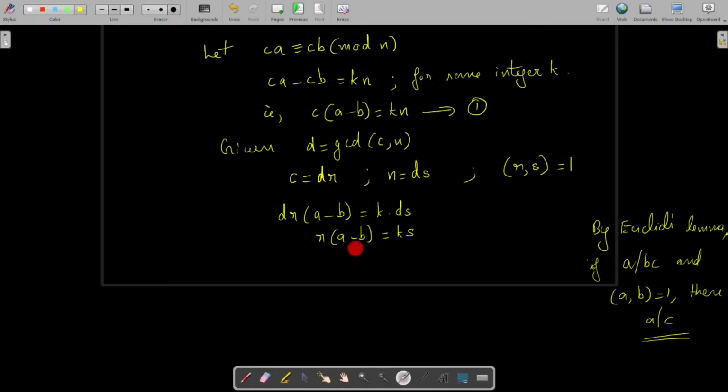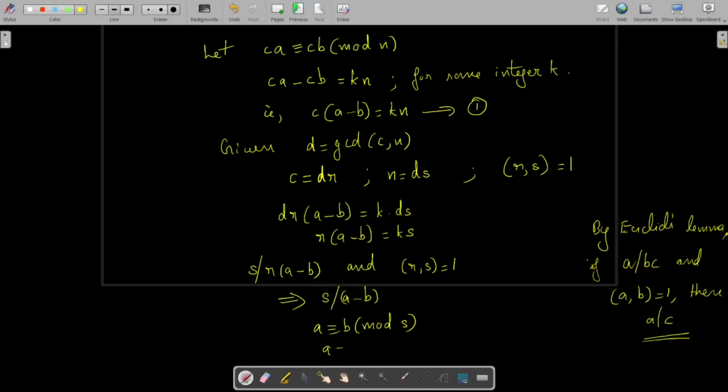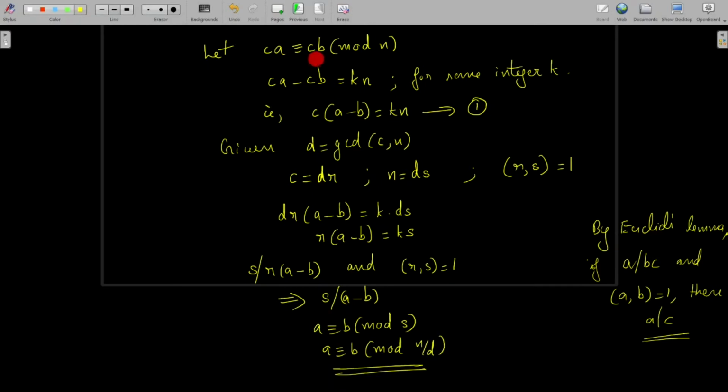Here r into a minus b is a multiple of s. In other words, s divides r into a minus b. And here we have GCD of r and s equal to 1. So these two imply that by Euclid's lemma, s divides a minus b. s divides a minus b means a is congruent to b mod s. And what is s? s is equal to n by d. So we have a is congruent to b mod n by d. Hence, if ca is congruent to cb mod n, then a is congruent to b mod n by d, where d is the GCD of c and n.